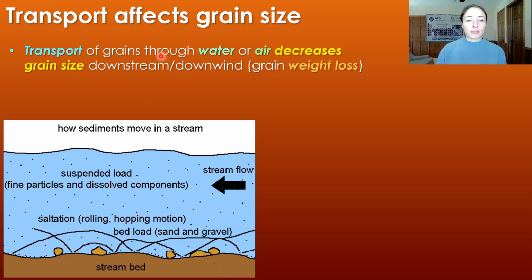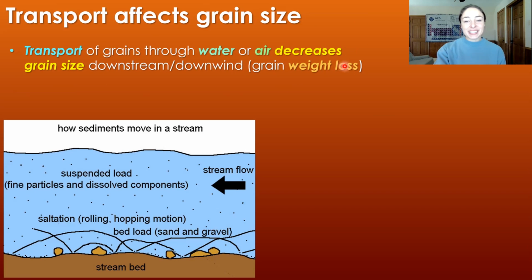How does this work? What do I mean? Why is this so? It's because grain sizes and their distribution within a sedimentary deposit are affected heavily by transport. Whether it be through water or through air, transport of grains decreases the grain size downstream or downwind.